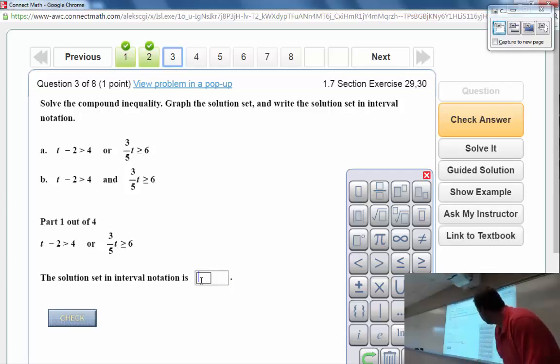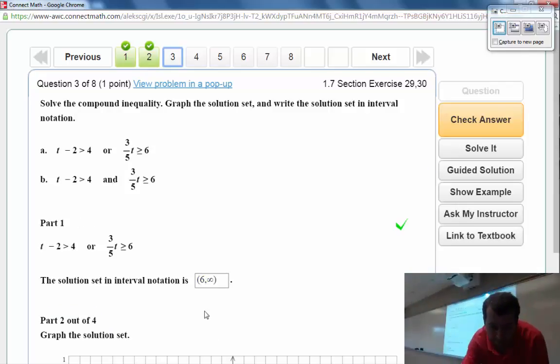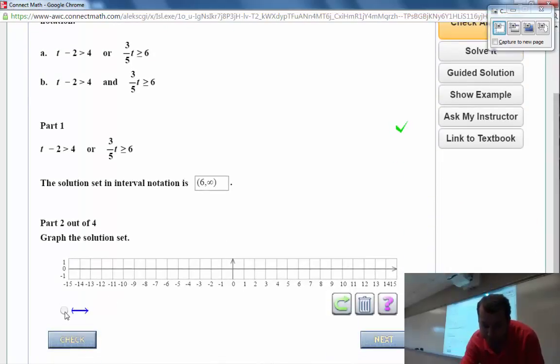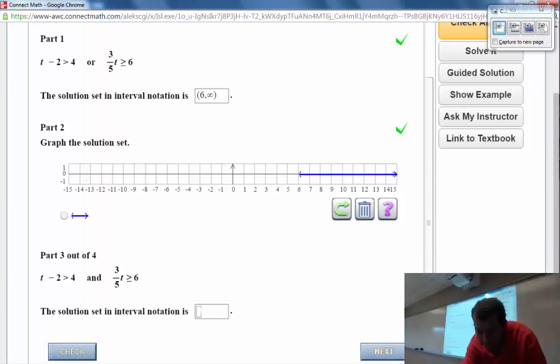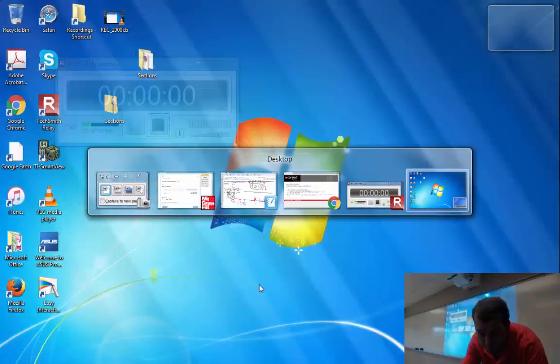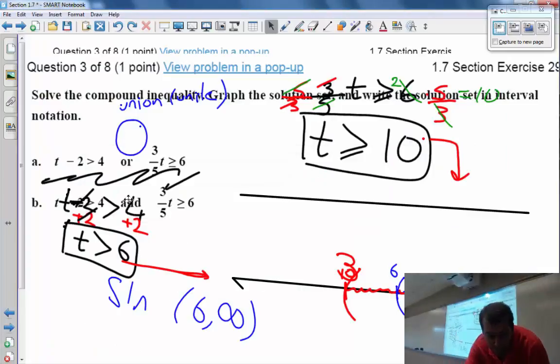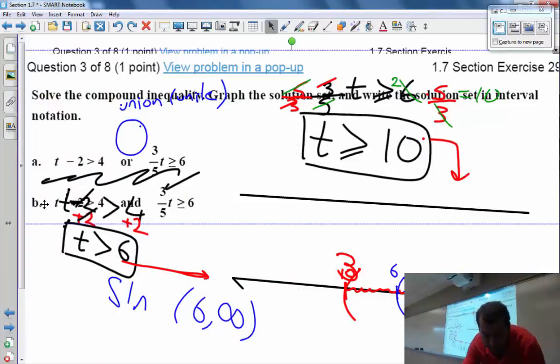In interval notation, 6 to infinity. What was the solution? 6 to infinity, right? Original one. We graphed it as well. The blue region. Now we're going to do the second half. Are we out of time? No, we still have time. Are you ready for part B? Yeah.